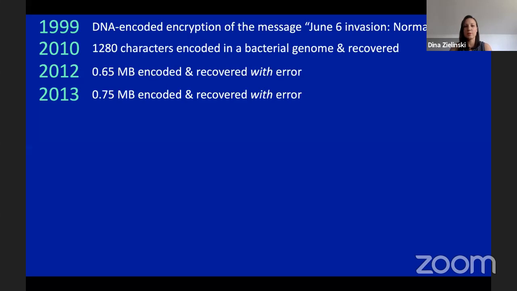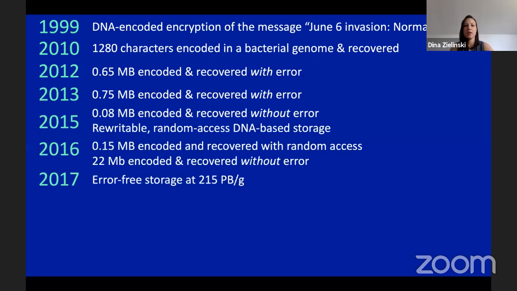So for example, in 2012 and 2013, roughly 0.8 megabytes were encoded, but they were recovered with errors from the DNA. So scientists were able to actually store this data in DNA, but they weren't able to recover the original files without errors. And so more recently, from 2015 on, we've had some advances that include being able to store data and recover it without error.